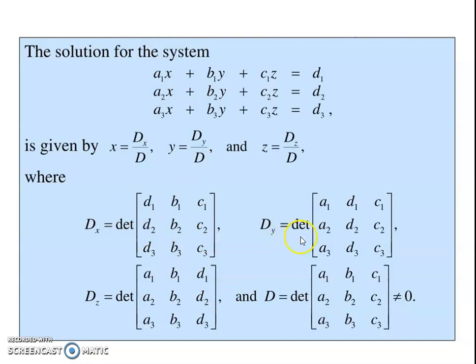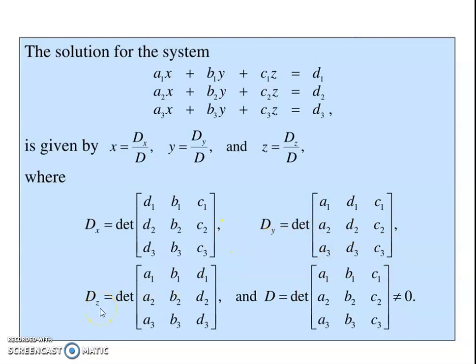For Dy, we have the determinant format. Instead of the coefficients of the y variable, we put d1, d2, d3. The remaining coefficients of the x and z variables remain the same. That's a1, a2, a3, c1, c2, c3. That's how we derive Dy.